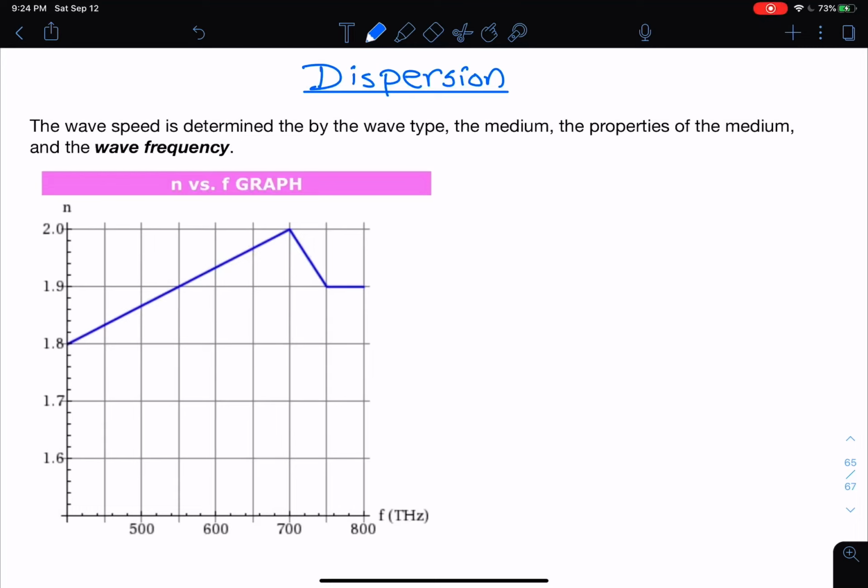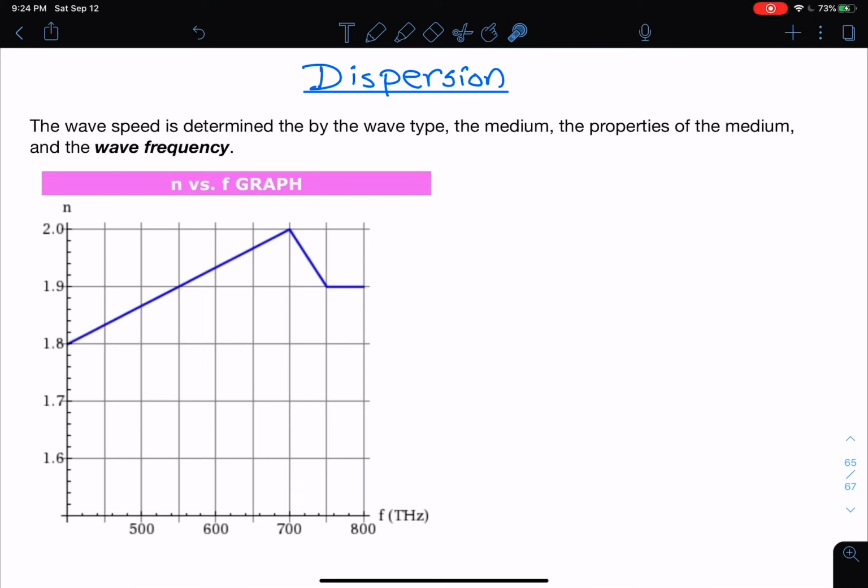Let's talk about dispersion. And to begin with, I have a confession. Back when we talked about wave speed, I lied. I said wave speed is determined by the wave type, the medium, and the properties of the medium, but in fact it's also determined by the wave frequency.